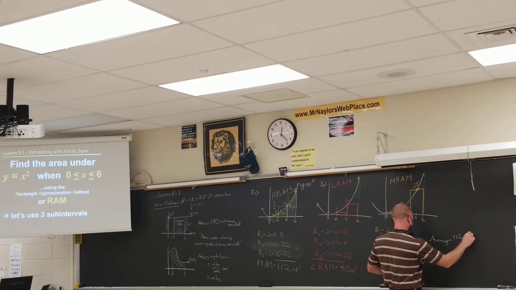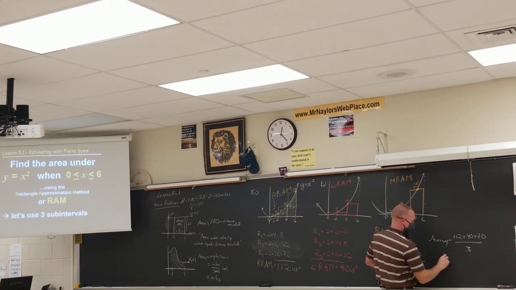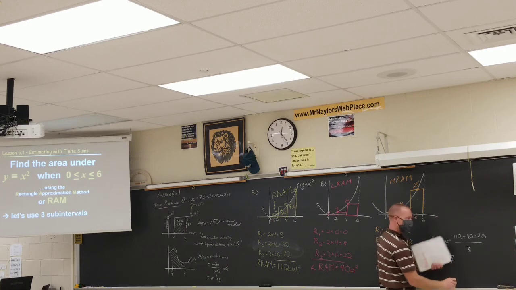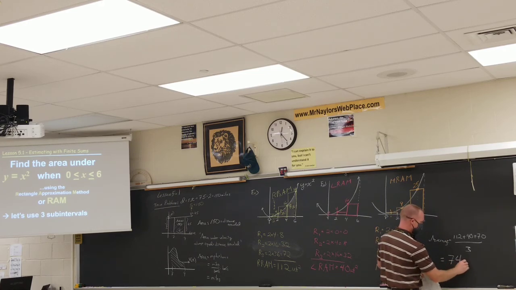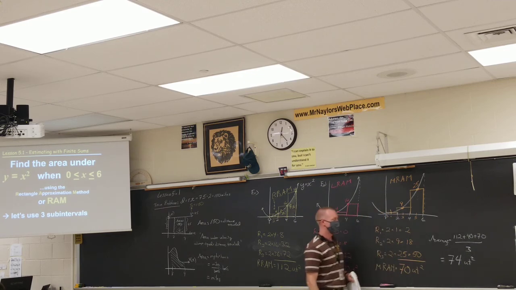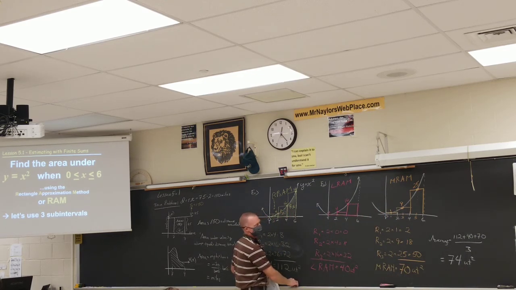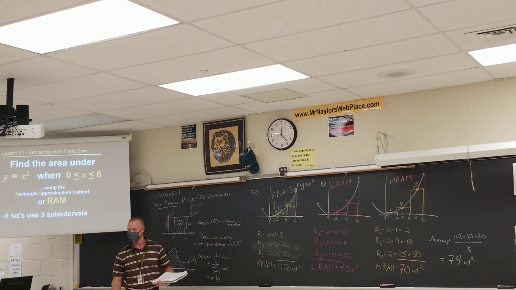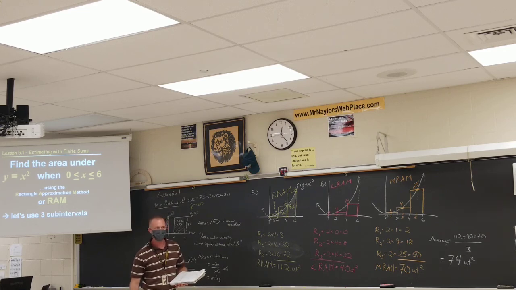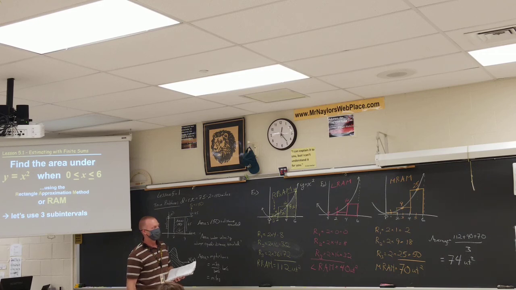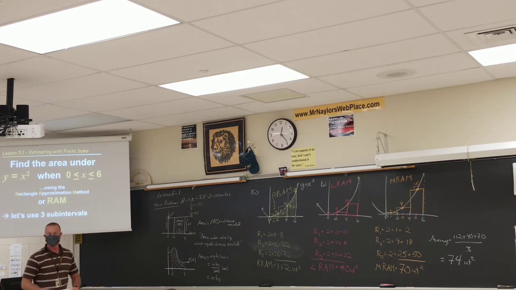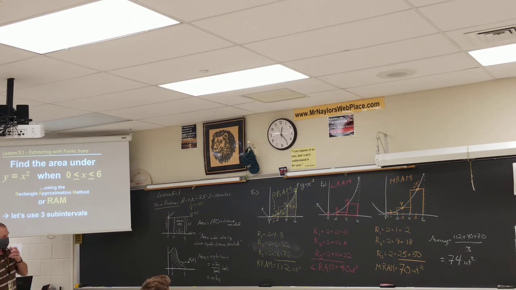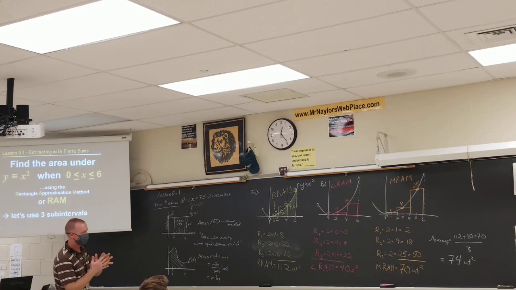If I find the average of 112, 40, and 70, that average comes out to be 74. Now remember that's the area under that parabola, or technically the approximate area under the parabola. I'm going to throw out that same question again. Can you think of another way to draw the rectangles?